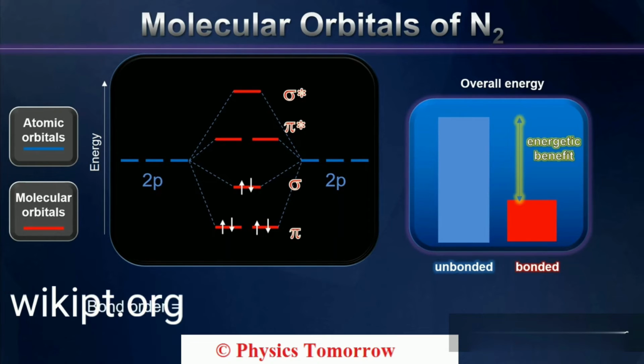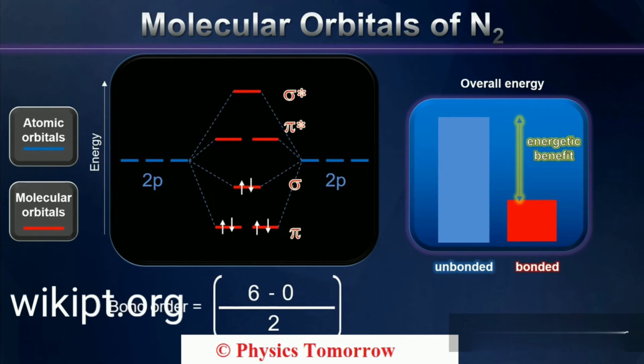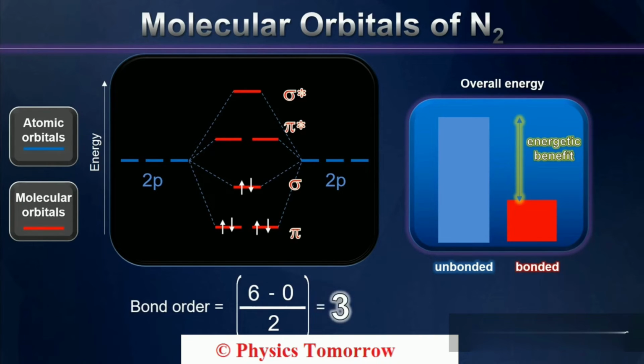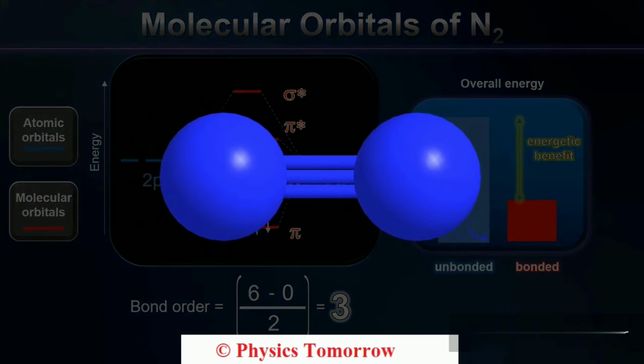When we calculate the bond order of an N2 molecule, we find that having 6 bonding electrons and absolutely no antibonding electrons, we expect a nitrogen molecule to have a triple bond. This is a very strong bond which makes nitrogen gas almost completely inert. And again, when we go into the lab and study nitrogen, that's exactly what we see. A diatomic molecule with a triple bond.